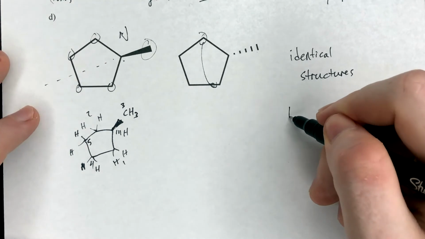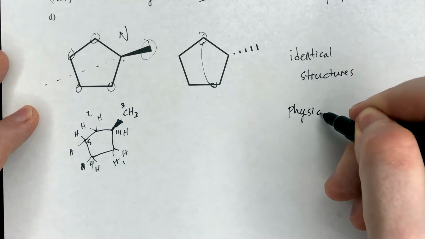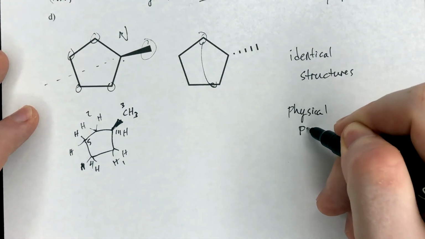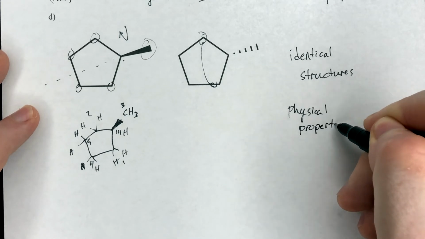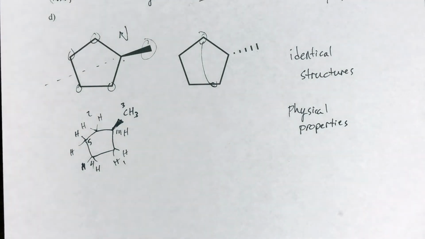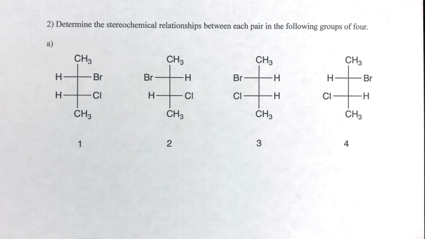Any experiment you do with them is going to give the exact same physical properties, like melting points, boiling points, things like this to characterize the compounds, and they're going to be exactly the same. So no stereoisomeric relationship. All right, here we have a new set of questions.